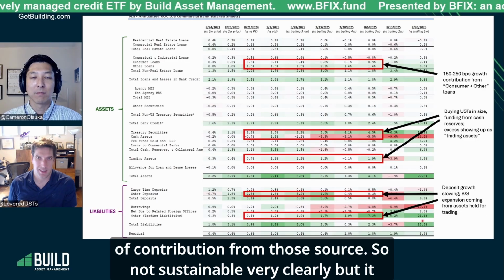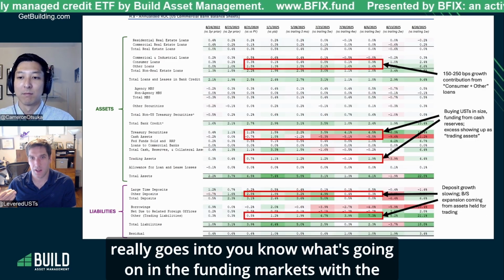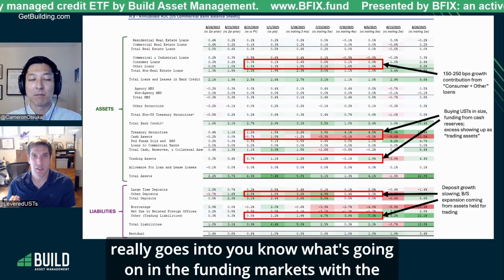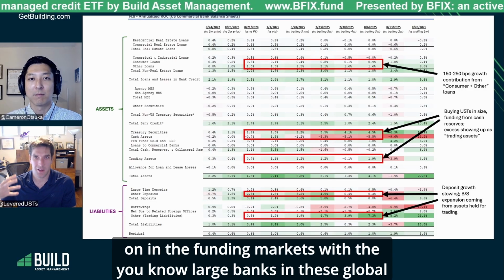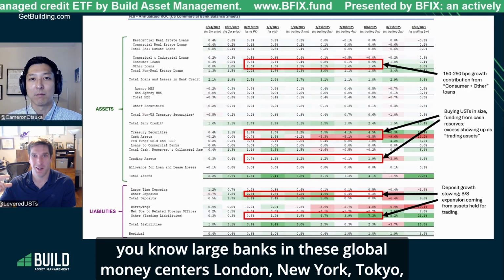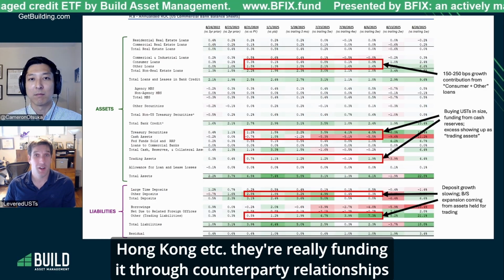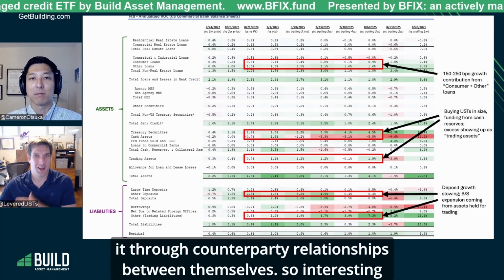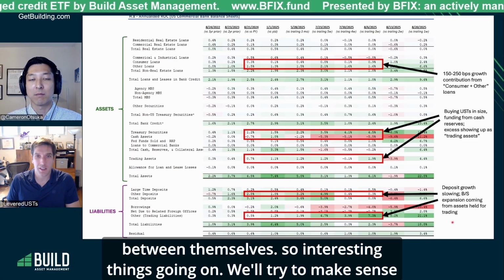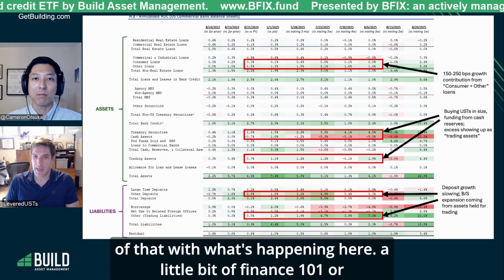So not sustainable, very clearly, but it really goes into what's going on in the funding markets with the large banks in these global money centers, London, New York, Tokyo, Hong Kong, et cetera. They're really funding it through counterparty relationships between themselves. So interesting things going on. We'll try to make sense of that with what's happening here.